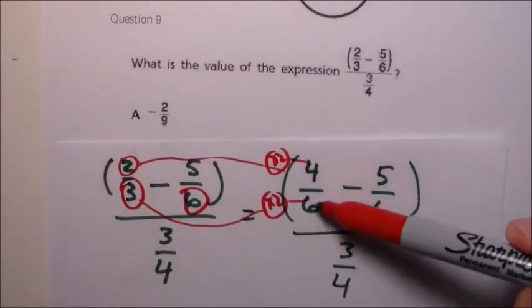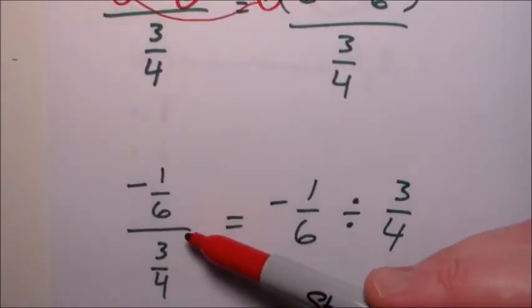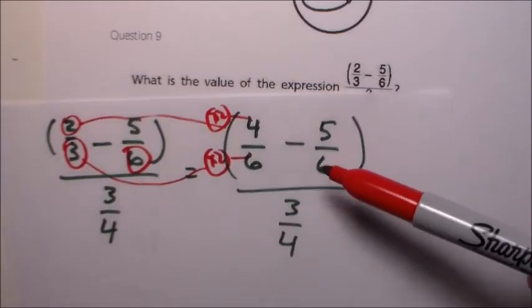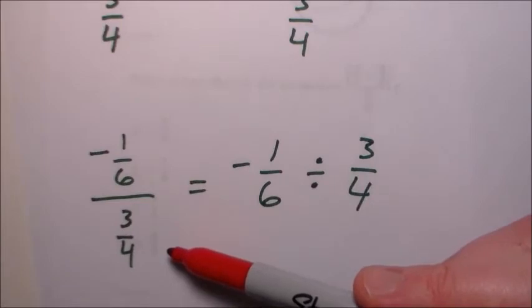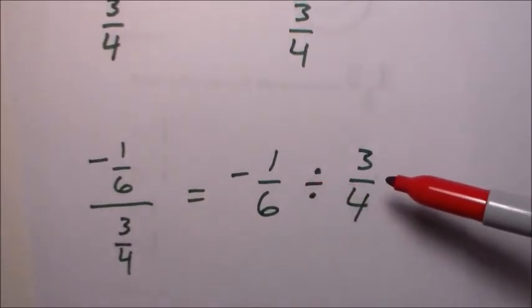Well, if you do 4/6 minus 5/6, what are you going to get? You're going to get -1/6, right? You have 4/6 minus 5/6. You have 4 minus 5. That's -1/6 all divided by 3/4. And another way to write that is -1/6 divided by 3/4.